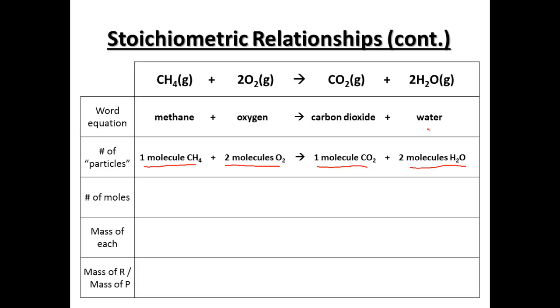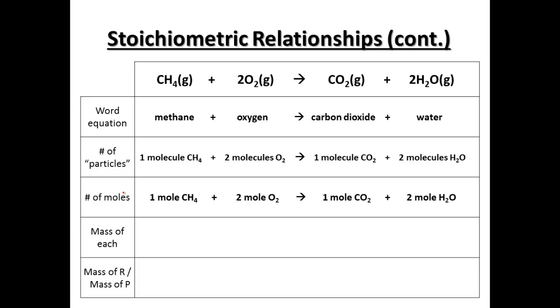Now we could switch these to number of moles. Remember, 1 mole is 6.02 times 10 to the 23rd particles, in this case molecules. So we could also look at it as 1 mole of CH4 and 2 moles of O2 produces 1 mole of CO2 and 2 moles of H2O. Again, it's that 1 to 2 to 1 to 2 ratio that we start with or that is being produced.